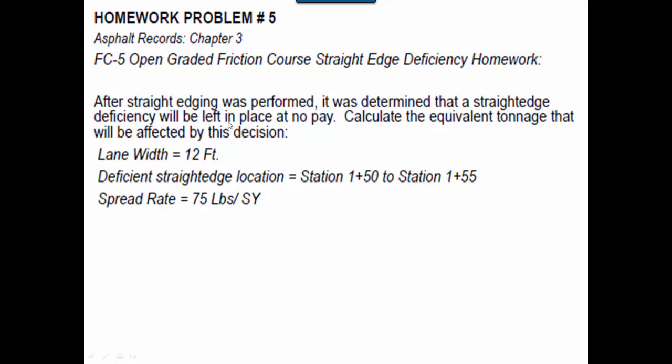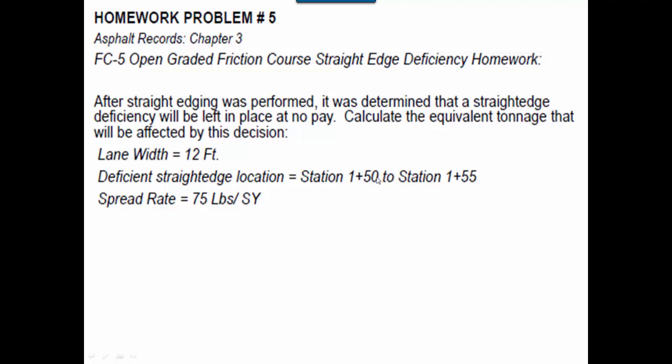After straight edging was performed, we rolled our 15-foot straight edge, and it was determined that a straight edge deficiency be left in place at no pay. Simple enough. So we're going to calculate the equivalent tonnage that will be affected by this decision. Our knowns are that the lane width is 12 feet wide, and the deficiency straight edge location was station 1 plus 50 to 1 plus 55. So the length of our deficiency is 5 feet, just subtracting out the 2.